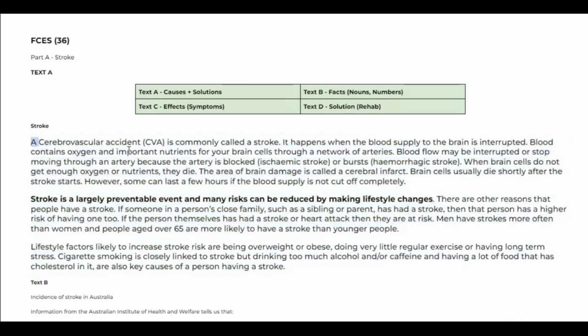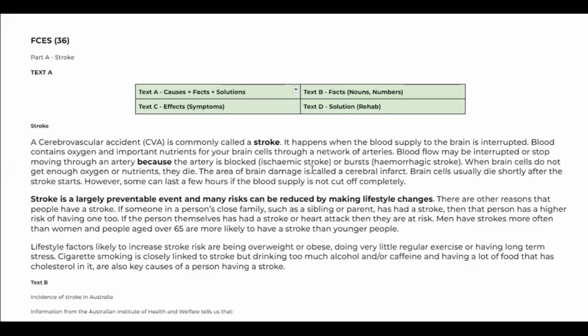Look at this, please. A cerebrovascular accident, or CVA, is commonly called a stroke. It is a fact. It happens when the blood supply to the brain is interrupted. Cause of this one. Can you see the cause here? It is cause. Blood contains oxygen and important nutrients for your brain cells through a network of arteries. This is fact. Blood flow may be interrupted or stop moving through an artery because, and because is always cause, the artery is blocked, ischemic stroke, or burst. These are all causes of this one. When brain cells do not get enough oxygen or nutrients, they die. That is also a cause of something. So you can see that text A is full of causes and facts.